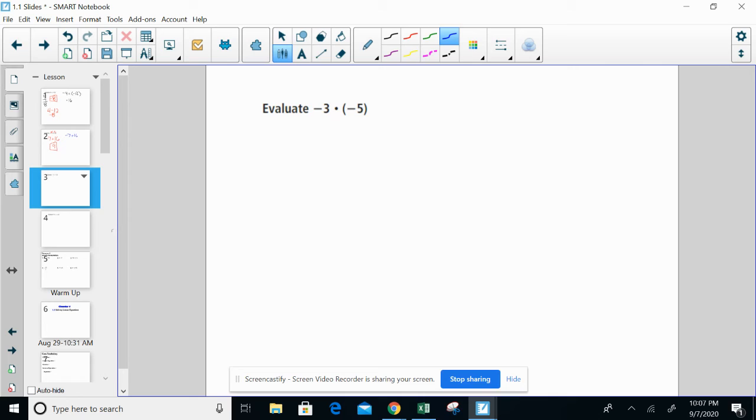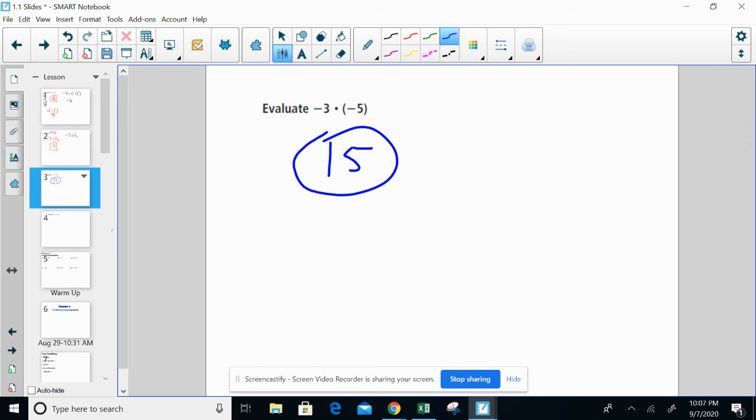All right, so now multiplication. No matter what the signs are, you're going to multiply the numbers. So 5 times 3 is 15. All right, and when you take a negative times a negative, it's going to be positive. So that is your answer.